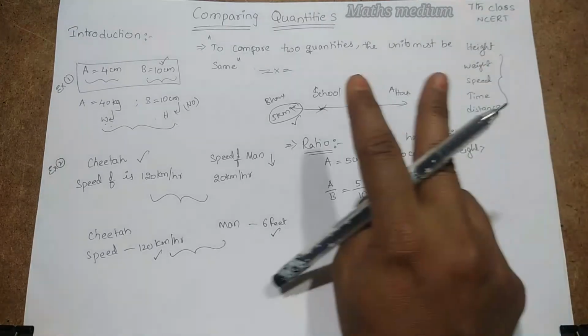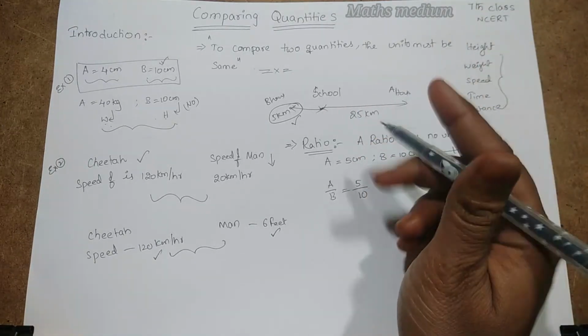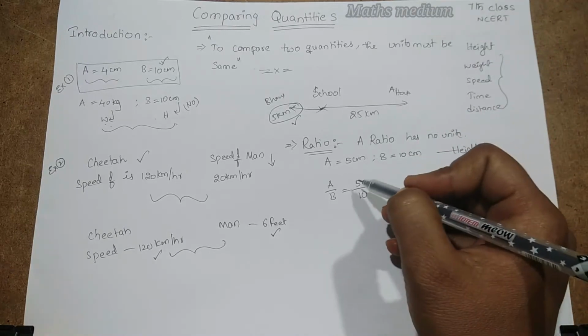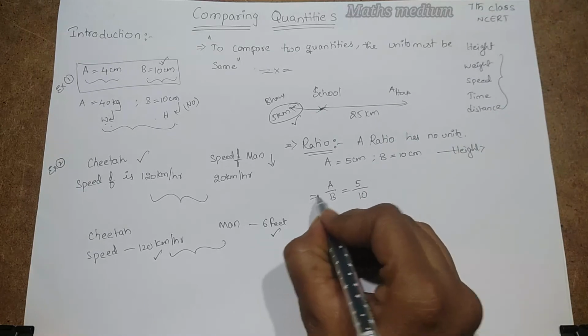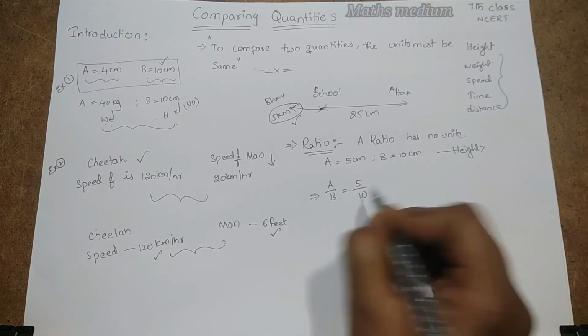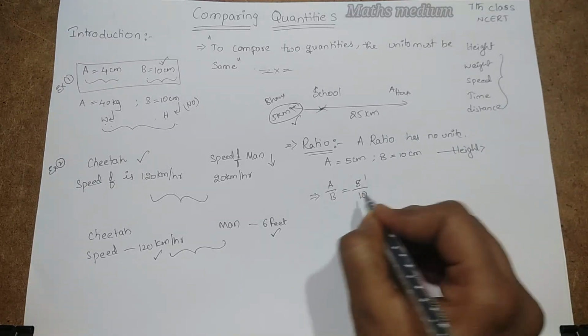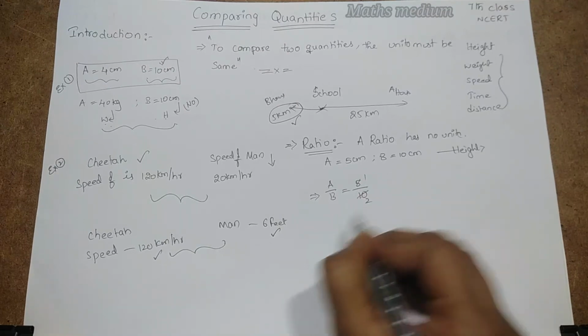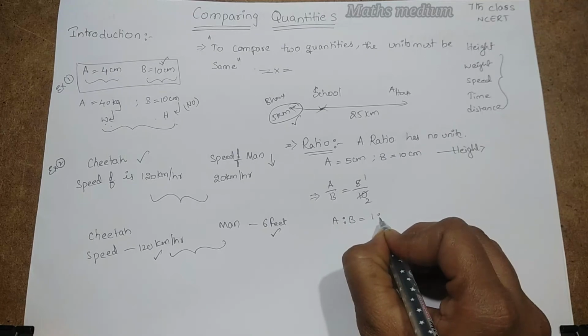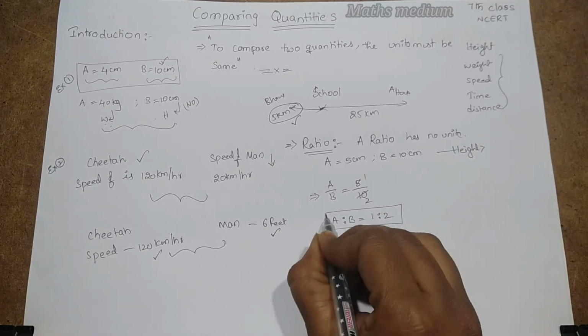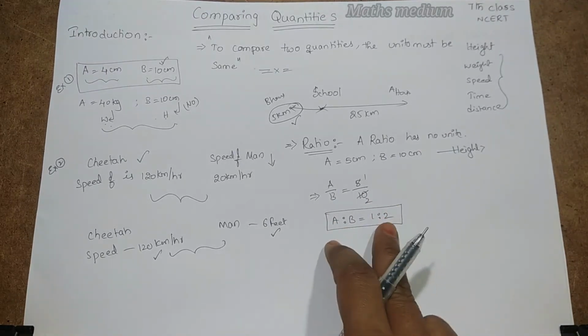It means if you want to compare two quantities, then we do it in the form of a ratio. We don't need any units to compare. Here A by B is equal to 5 by 10. So how will it be? 1 5s are 5, 2 5s are 10. So A is to B is equal to 1 is to 2. This is the ratio of the A and B heights.